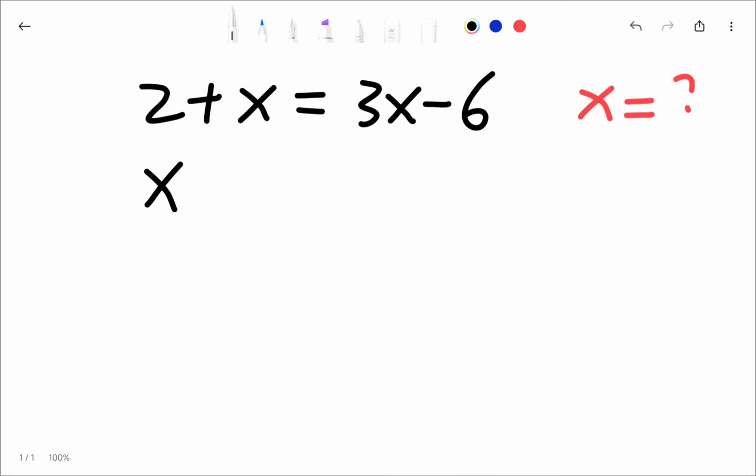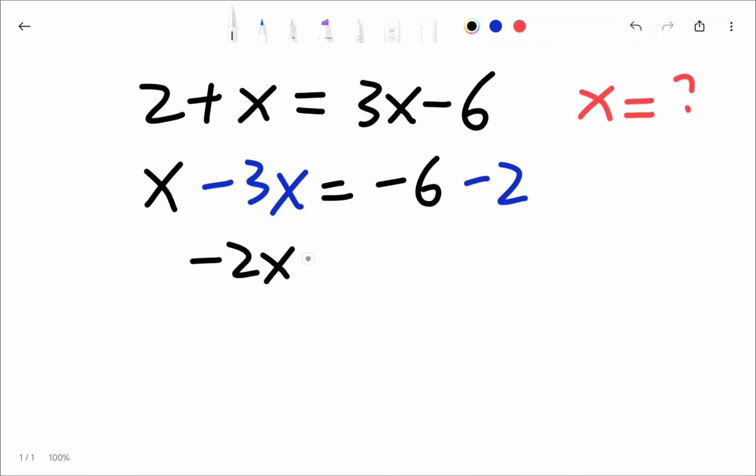So positive 3x becomes negative 3x. And this positive 2 becomes negative 2. Okay, we're very close to the final answer. All we need to do now is to get rid of that negative 2 that's multiplying with x. To get rid of something, we need to perform the opposite. The opposite of multiplying is dividing.